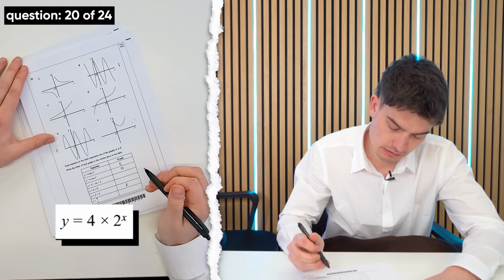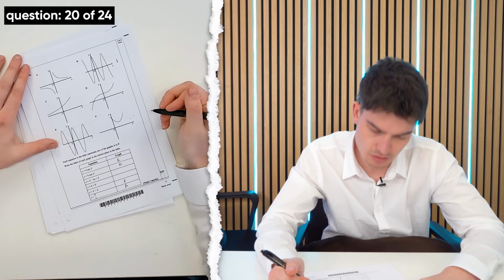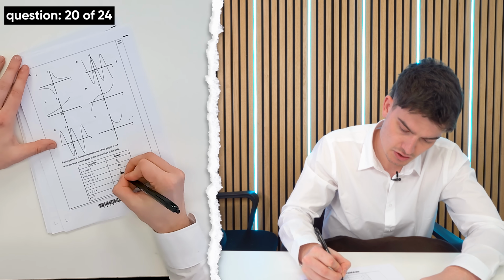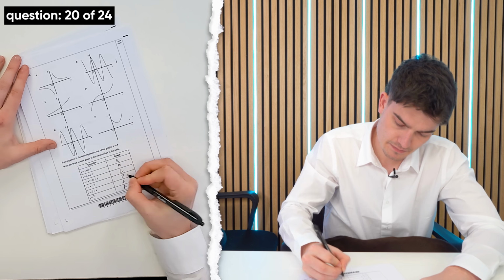What is y equals 4 times 2x? Bro, I haven't got a clue. Do you know what? Yeah, I'm going to go plus 5, that looks like it goes through plus 5, C, and that looks like D. Wonderful, 3 marks, thank you very much.